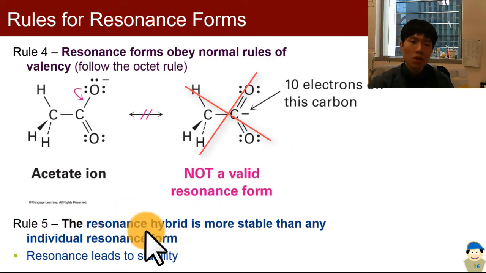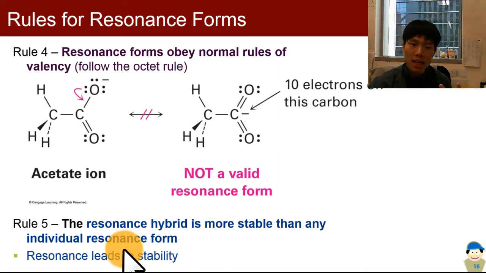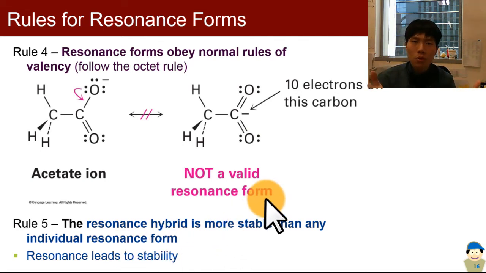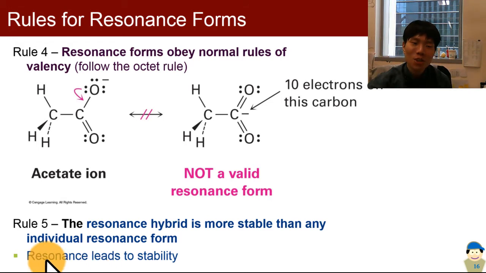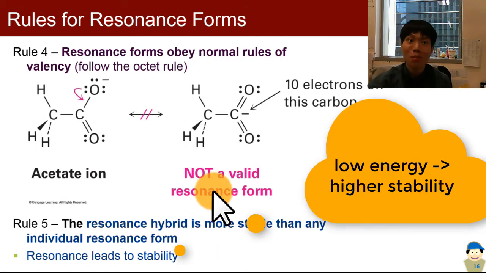Rule number 5: the resonance hybrid is more stable than any individual resonance form. Let's say you have two forms. They look similar, they are the same. Which is more stable? The average is the best, because you are taking two different forms and dividing the energy between them, so lowering the energy. It shows you that resonance leads to stability. Lower energy means less reactive, more stable.